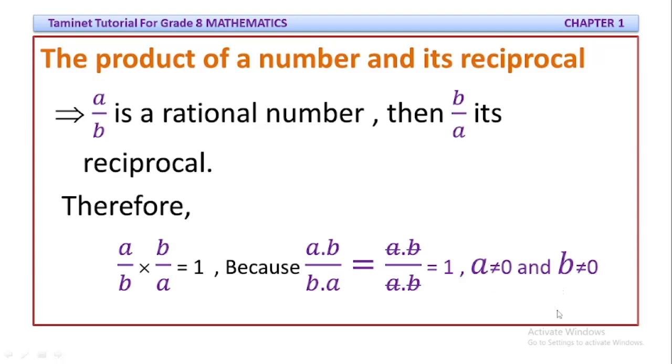So always, for a number, the product of a given number and its own reciprocal is 1. So this is always true.